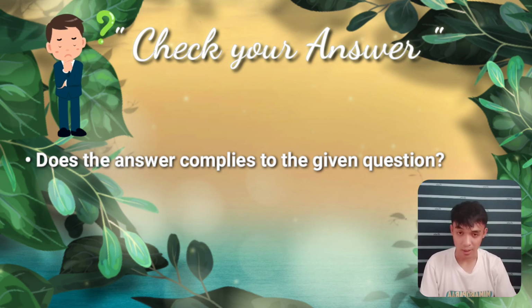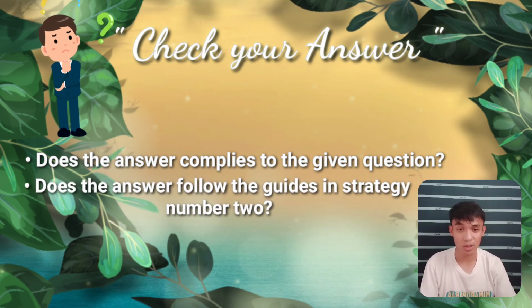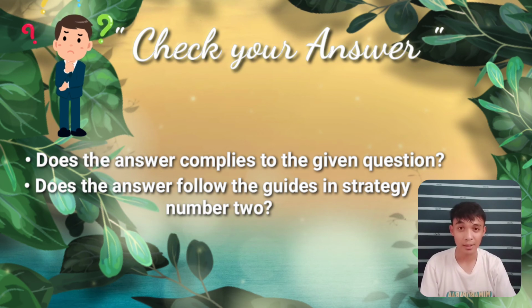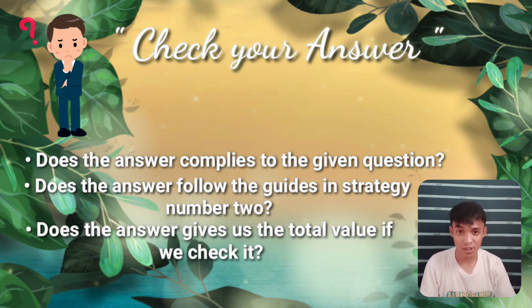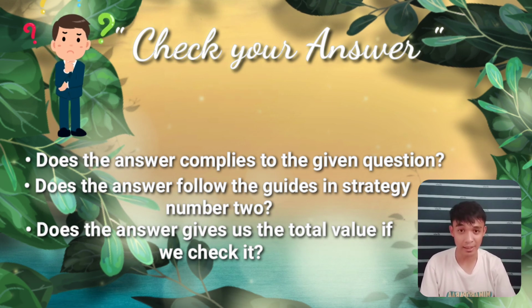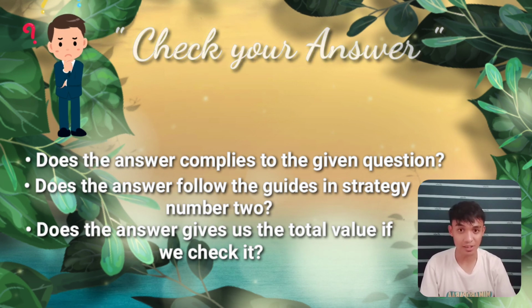Number 2, does the answer follow the guides in strategy number 2? Yes, it did follow the guides in strategy number 2, because we did follow the operations to be used, and we did use the given data and the important data that we must use in our solution. Number 3, does the answer give us the total value if we check it? Yes, it did give us the total value if we check it, because we did base our solution on the given data in strategy number 2. Those are the questions that we must consider to know if our answer is indeed correct.